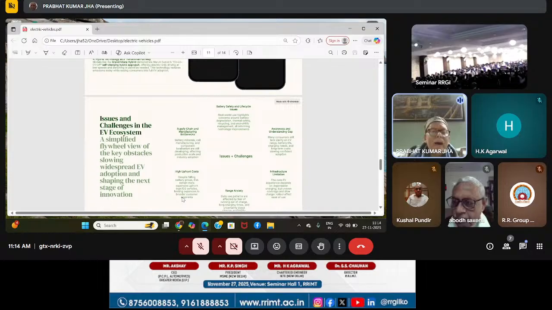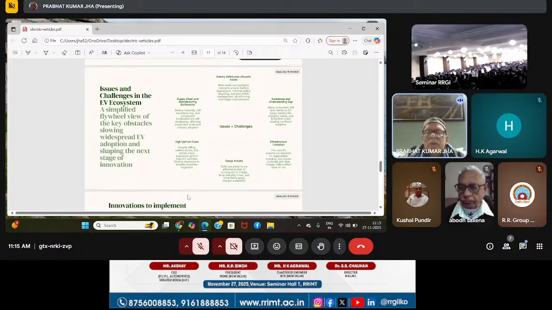So a simplified flywheel view of key obstacles slowing adoption: supply chain is difficult. You will have to consider it in a good way. Battery safety and life cycle issues we have discussed already. And then high upfront costs, range anxiety, meaning daily use patterns are affected by fear of running out of charge. So people are afraid of these things.